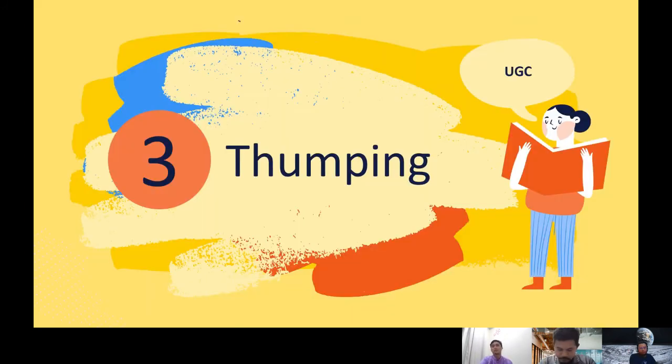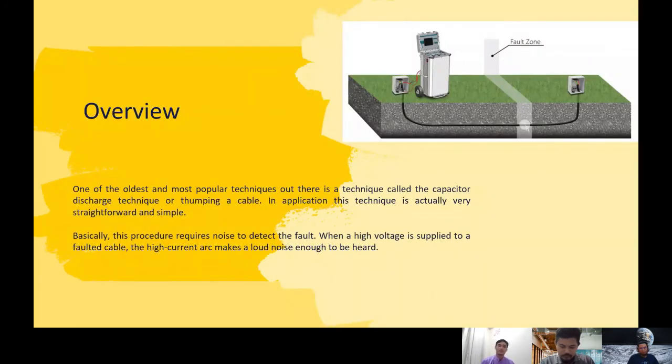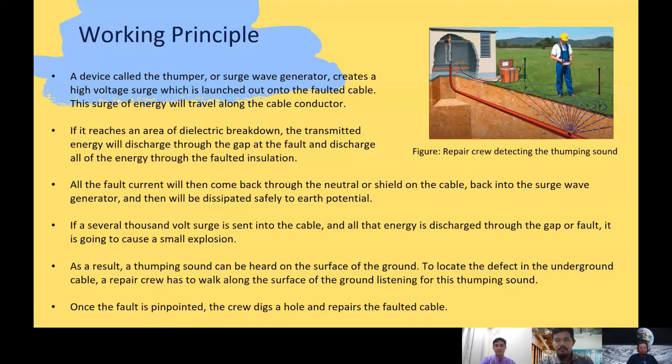The next underground fault detection method is the thumping method. For the overview, one of the oldest and most popular techniques out there is called the capacitor discharge technique, or thumping a cable. This technique is very straightforward and simple. Basically, this procedure requires noise to detect the fault. When a high voltage is supplied to a faulted cable, the high current arc will make a loud noise, enough to be heard. So let's see the working principle.